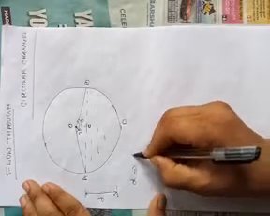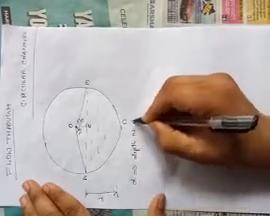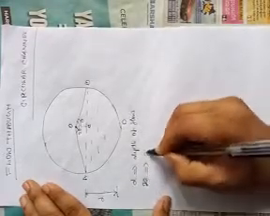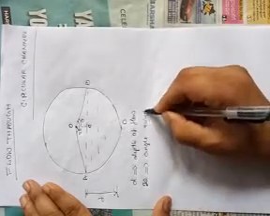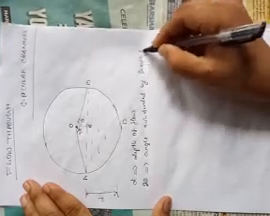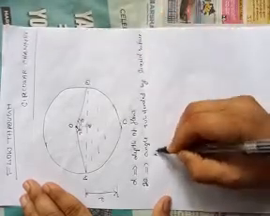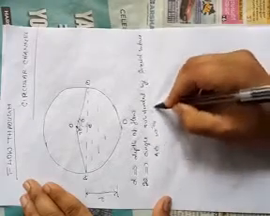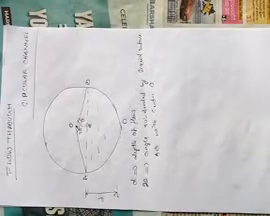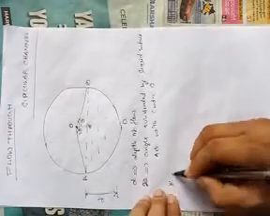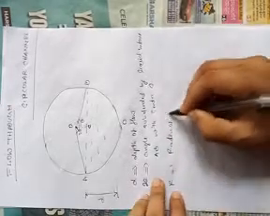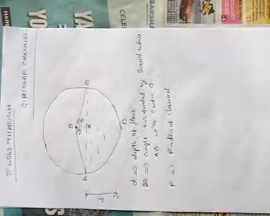D is the depth of flow. 2 theta is the angle subtended by the liquid surface AB with the center O. And R is the radius of the channel.